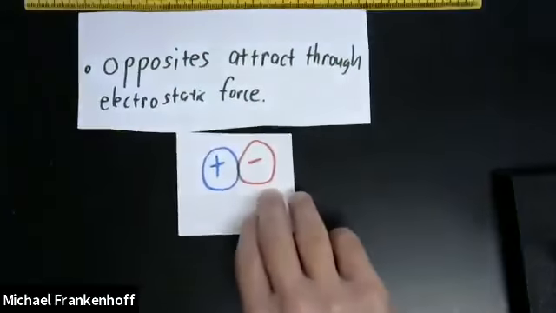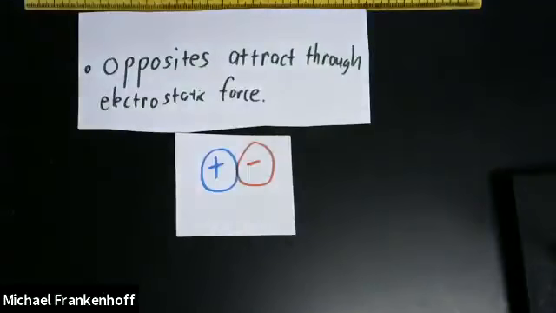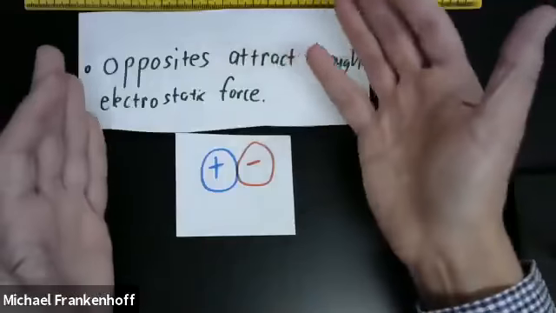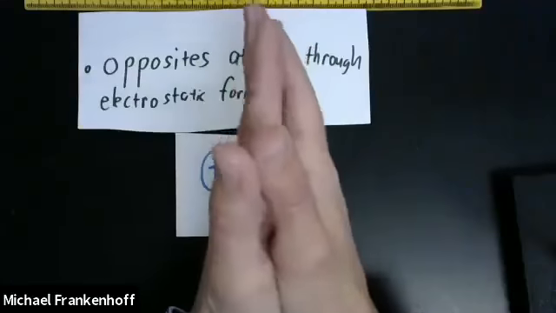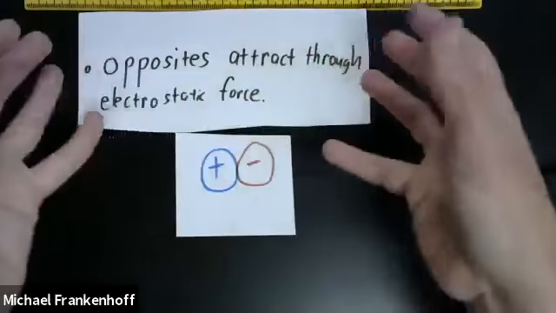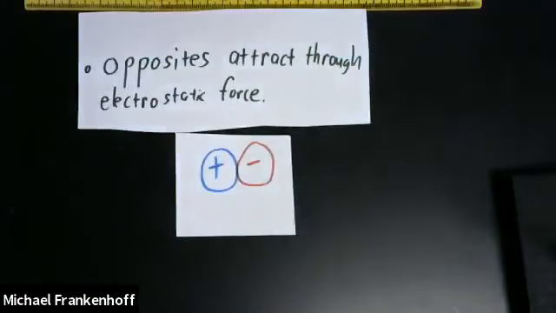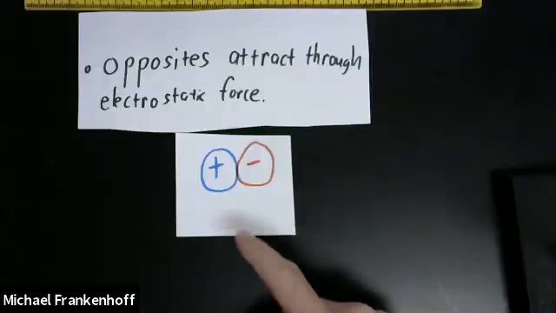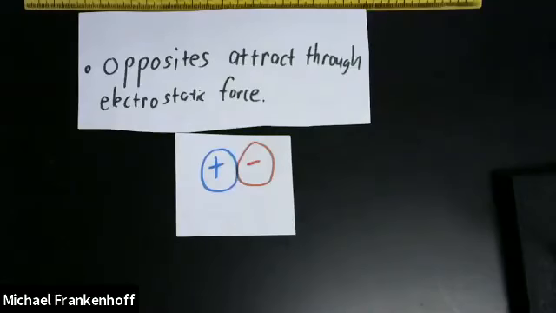Well, what happens to oppositely charged particles? They become attracted to each other. The metal atom is positive, the non-metal atom is negative, and they pull each other together. That electrostatic force is what holds those two atoms together. And now we have sodium chloride. Sodium and chlorine join together to make sodium chloride.